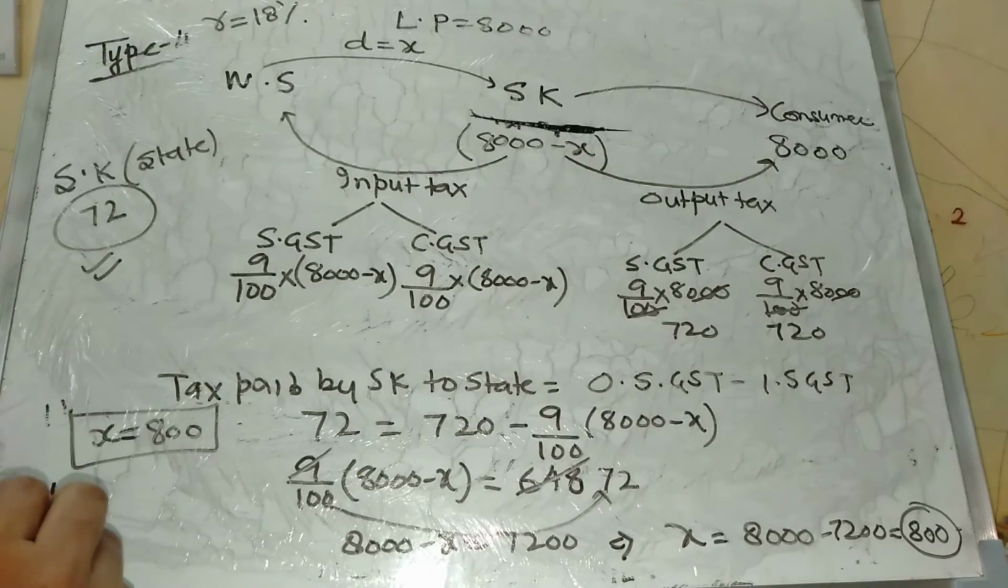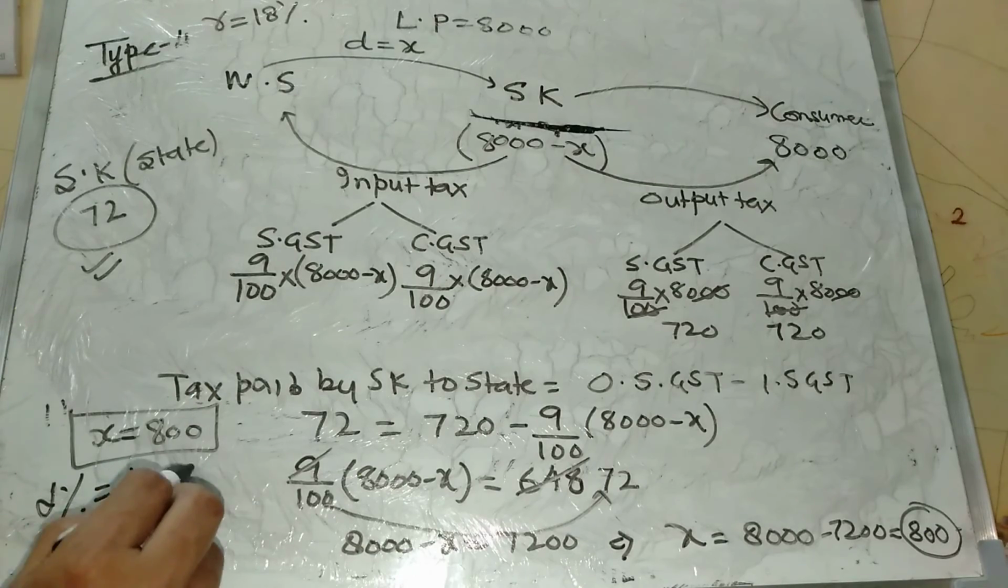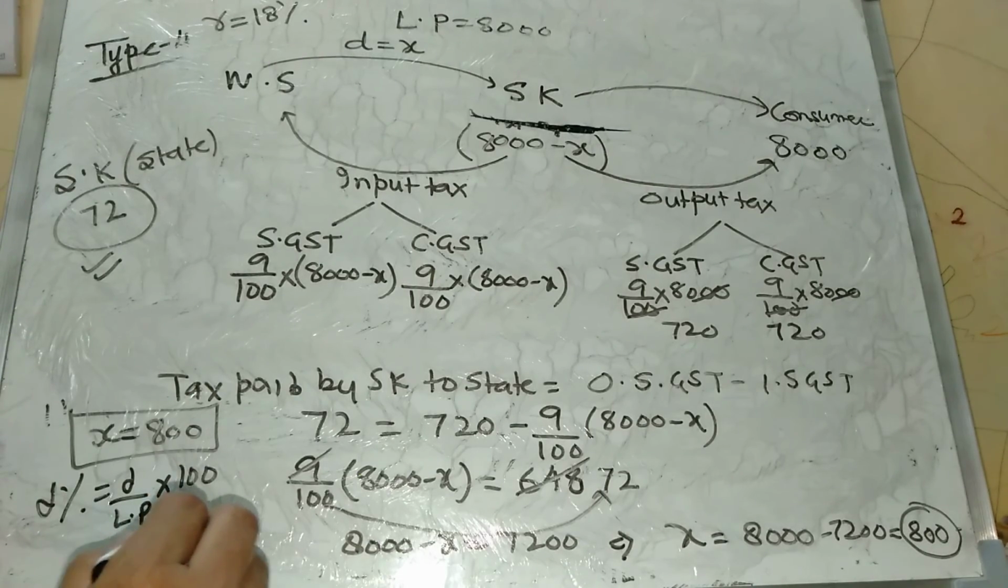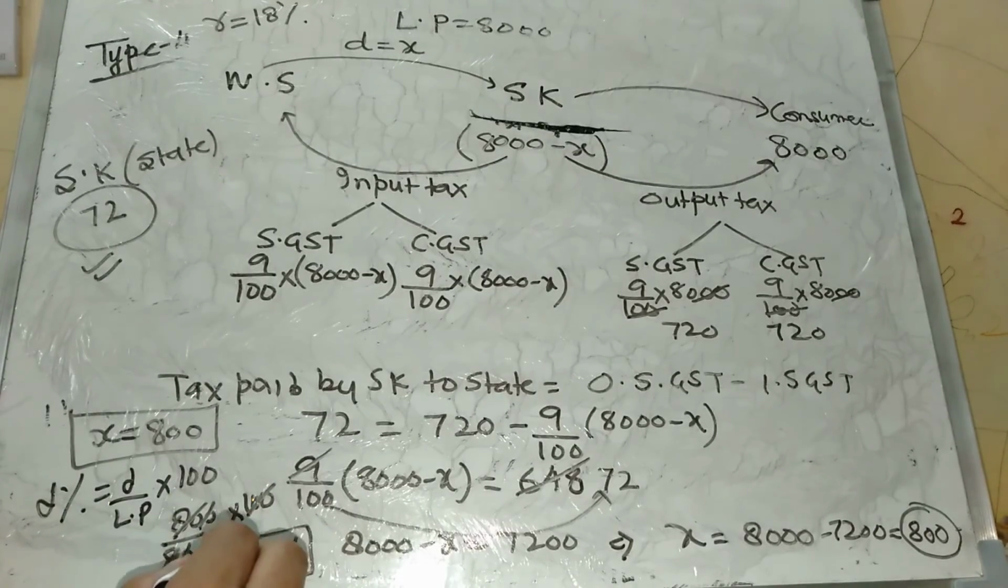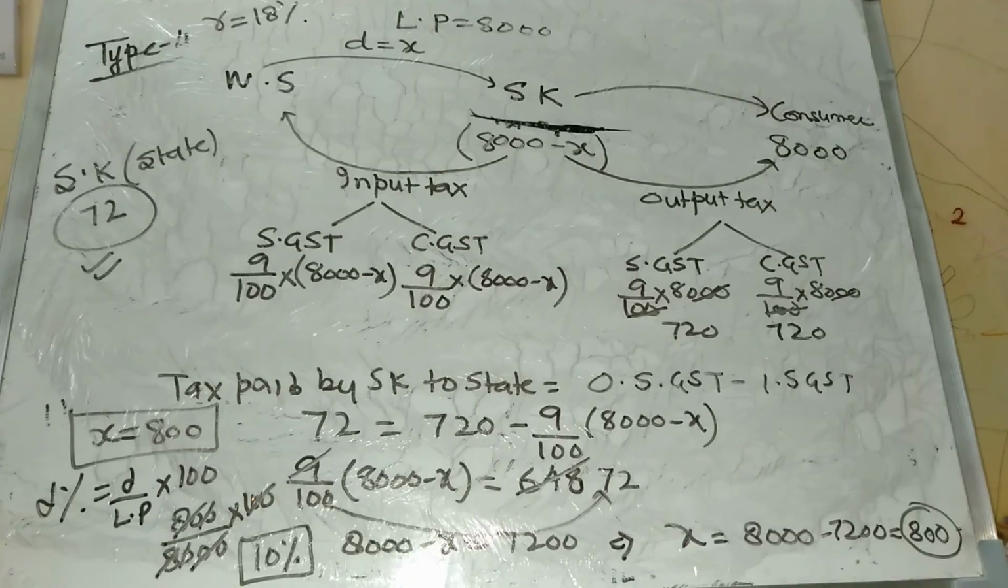So the formula of discount percent is discount upon list price into 100. Discount is 800. List price is 8,000 into 100. So here discount will be 10%. So shopkeeper gets 10% discount from wholesaler.